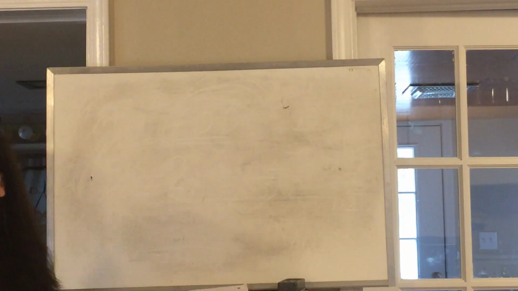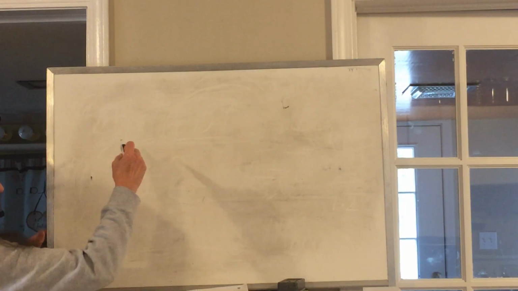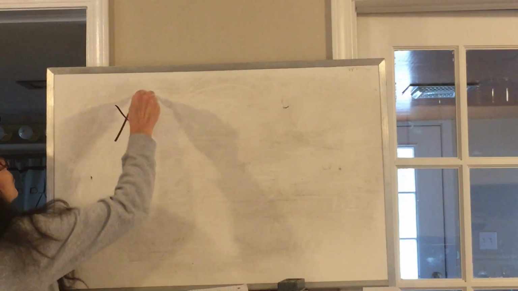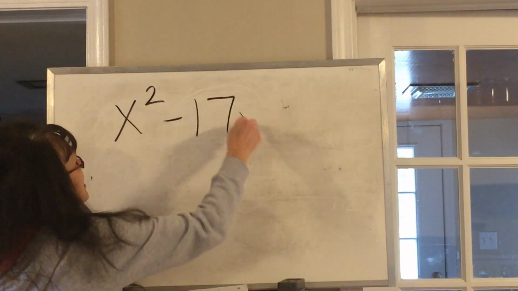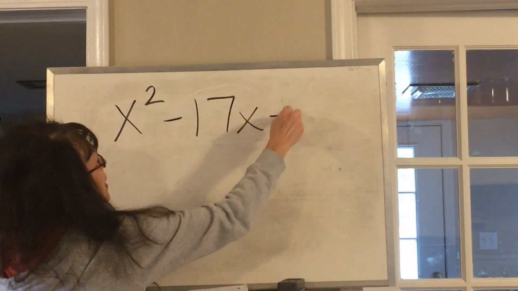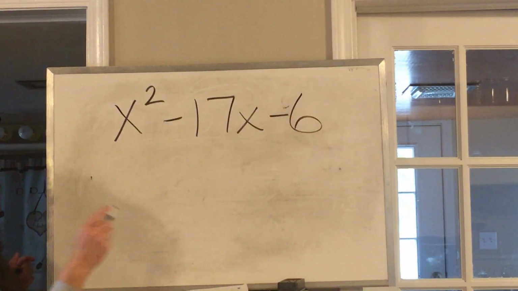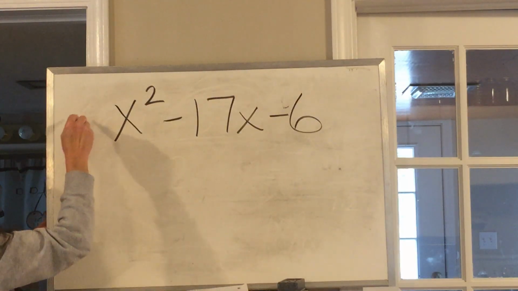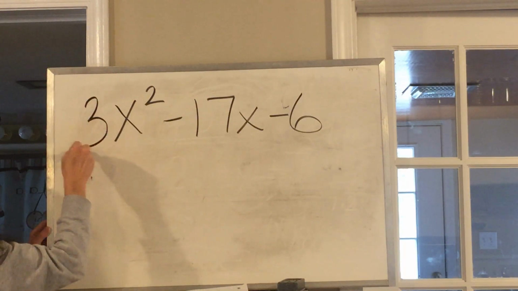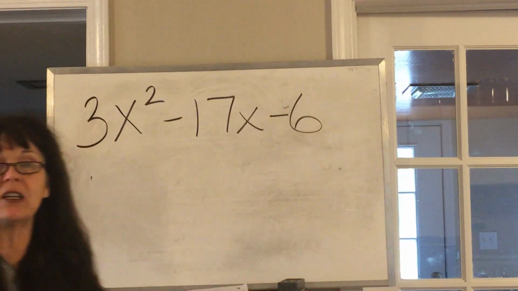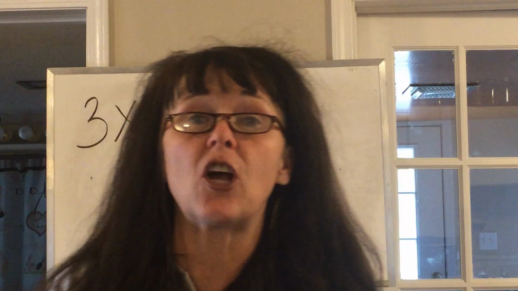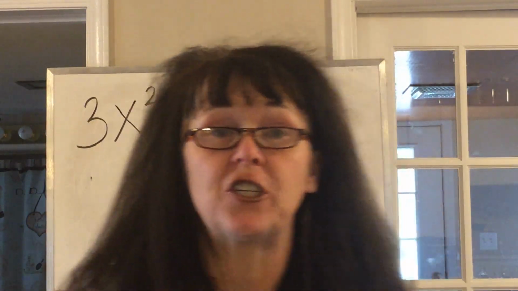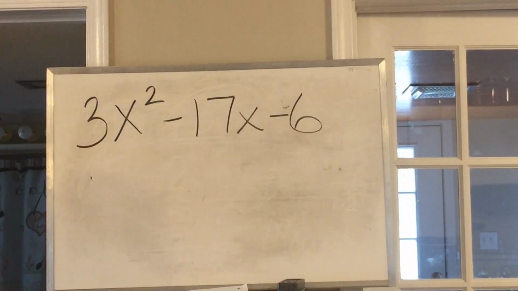So this is how the problems have been looking. They've been looking like x squared minus 17x minus 6. And today what we do is we add a front number. And that's going to automatically make it a little bit harder. That front number is called the leading coefficient. Alright, so here we go.